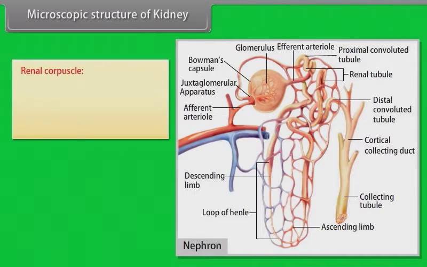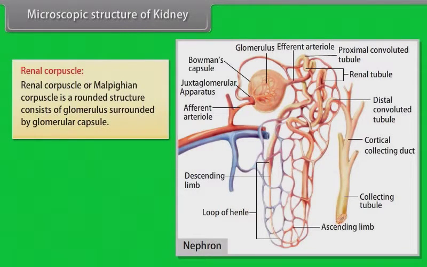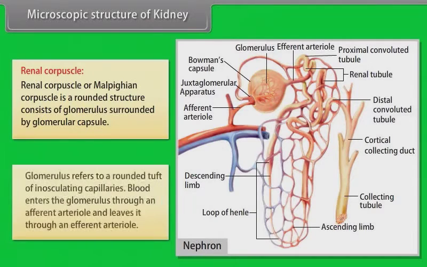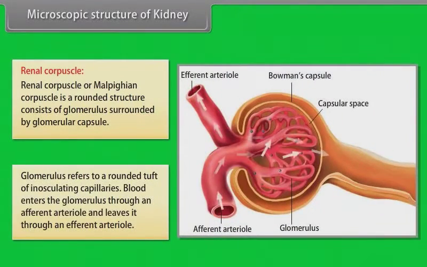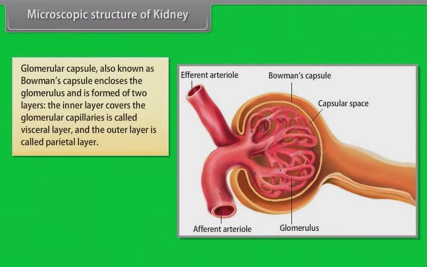Renal corpuscle. Renal corpuscle or Malpighian corpuscle is a rounded structure, consisting of glomerulus surrounded by glomerular capsule. Glomerulus refers to a rounded tuft of inosculating capillaries. Blood enters the glomerulus through an afferent arteriole and leaves it through an efferent arteriole. Glomerular capsule, also known as Bowman's capsule, encloses the glomerulus and is formed of two layers. The inner layer covers the glomerular capillaries and is called the visceral layer, and the outer layer is called the parietal layer.